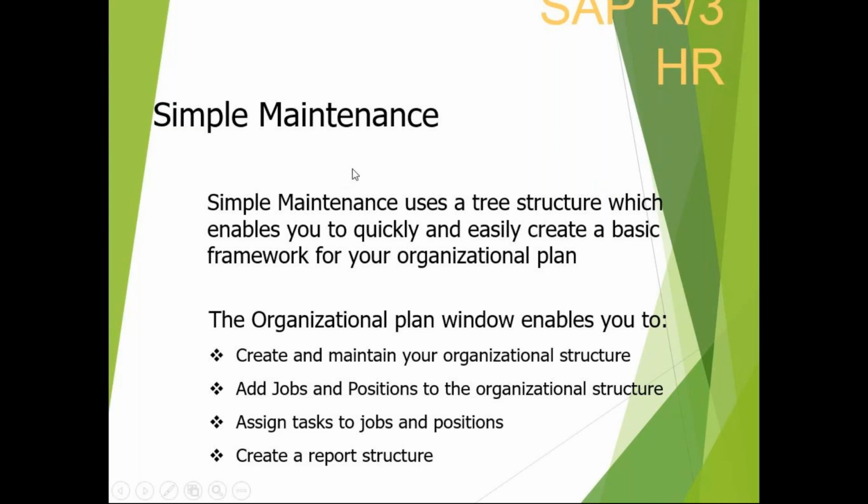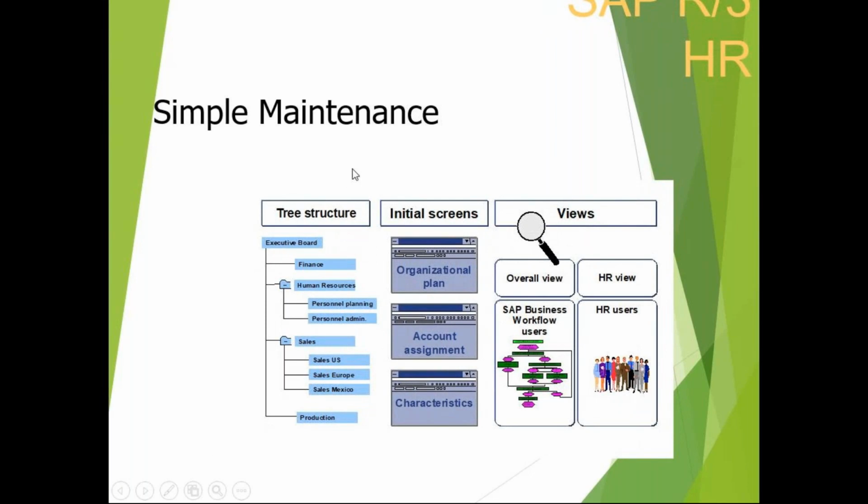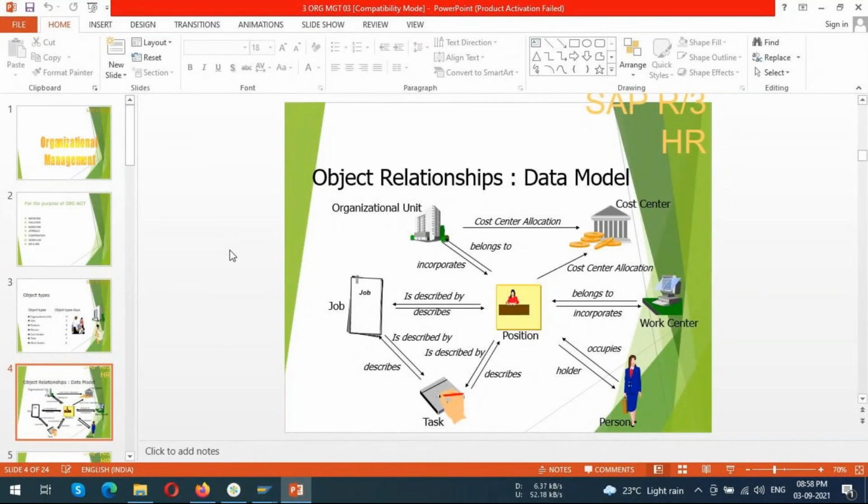And the third one, general structure. We have an option there. You can also create a number of structures there. Whenever you create with the simple method, this is a tree-like structure. See, executive board, and I created finance department, human resource department, sales department. Under the sales department, I have separate sales US, sales Europe, sales Mexico. Coming to human resource management, I have created the planning department, admin department, right? Such a structure is created under the current plan version. So these are the activities for discussion today.